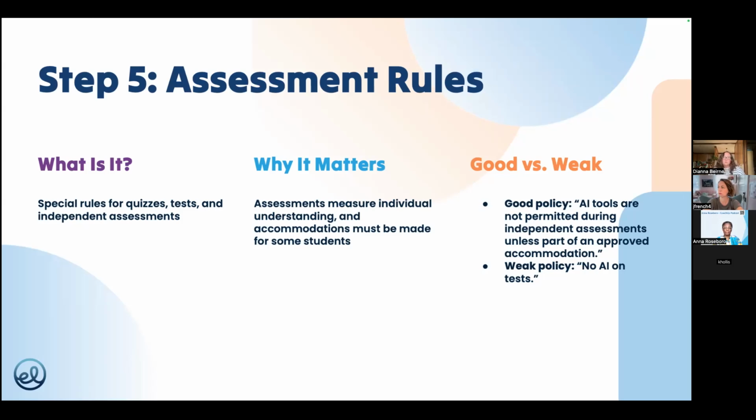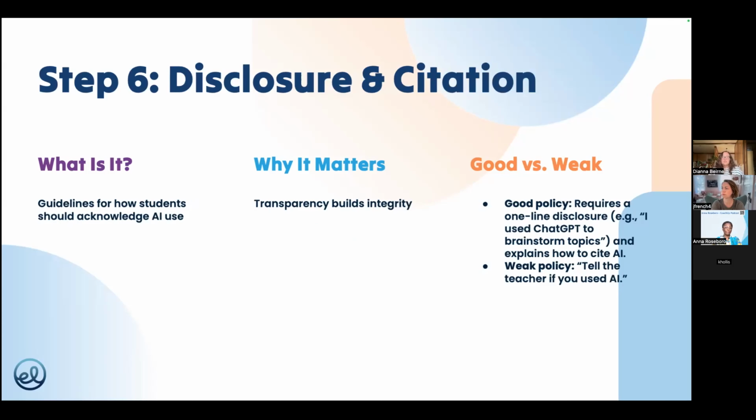Assessment rules essentially protect the validity of grades and ensure that AI never undermines an accurate measure of student learning. And when you distinguish where AI can support accommodations versus where it has to be off limits, you can safeguard both fairness and compliance. This step reinforces the trustworthiness of evaluation, while still honoring students' needs. Step 6 is disclosure and citation.